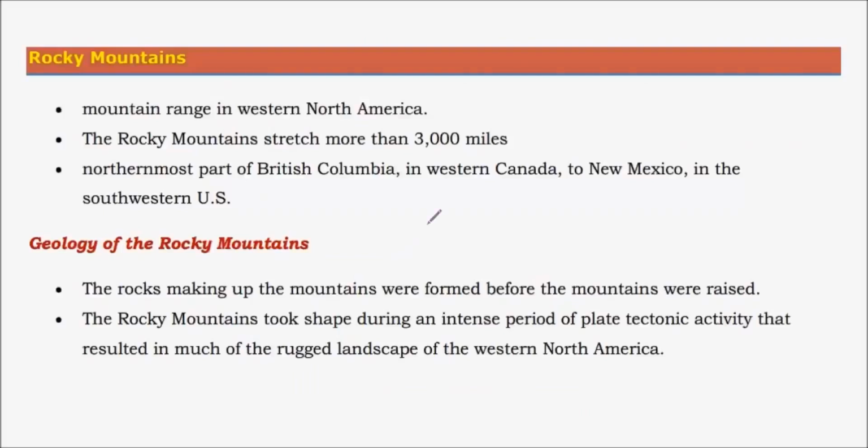The next one is the Rocky Mountains. They are the second longest mountain system in the world. They are spread across Canada, New Mexico, and the USA. And with this, we have discussed all the important mountain systems.